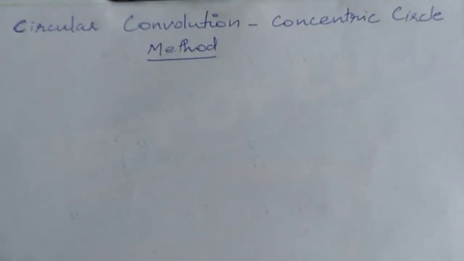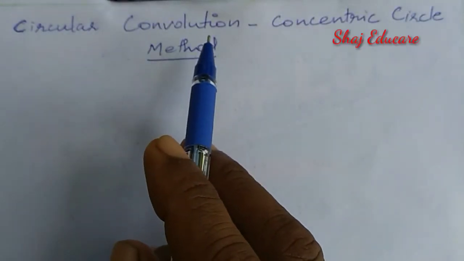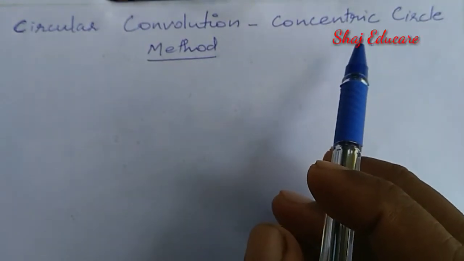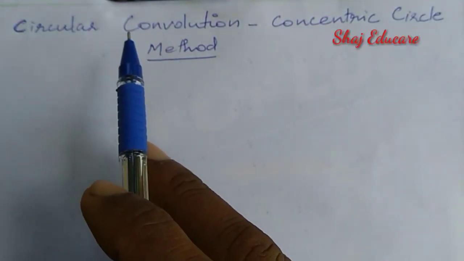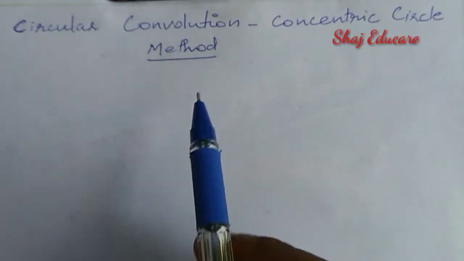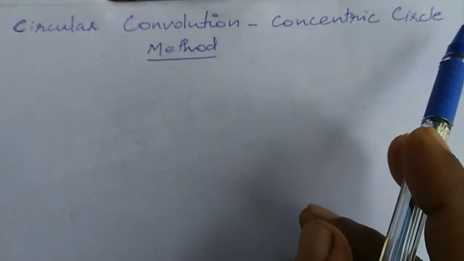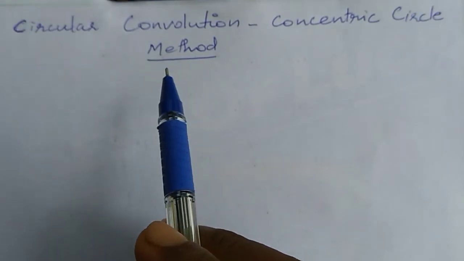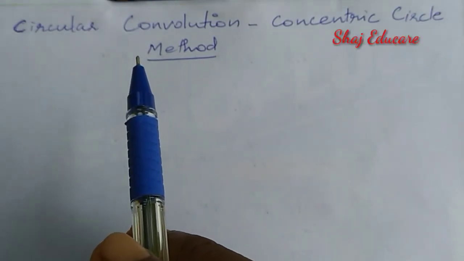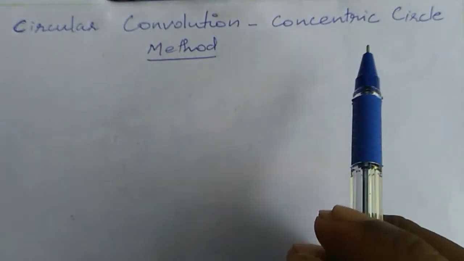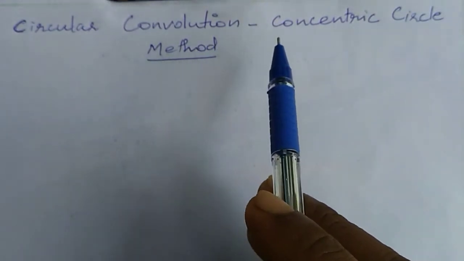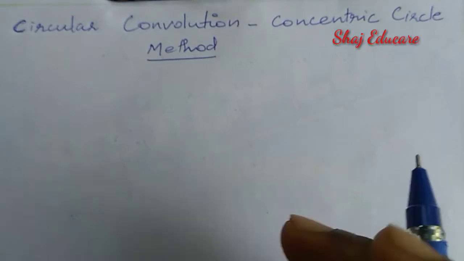Hello, today we are going to discuss circular convolution using the concentric circle method. There are two methods to perform circular convolution. The first one is the concentric circle method and the other one is the matrix multiplication method. In this video, we are going to discuss circular convolution using the concentric circle method.